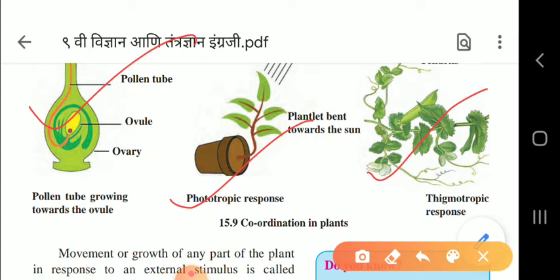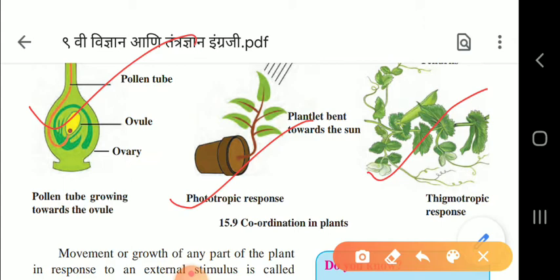In the same way we can see the root system of the plant responding to stimuli like gravitation and water. These responses are called gravitropic movement and hydrotropic movement. Now, all the above-mentioned movements of plants are related to growth. Therefore, these movements are collectively called growth-related movements.